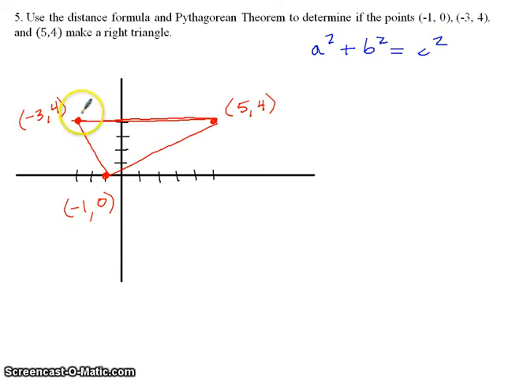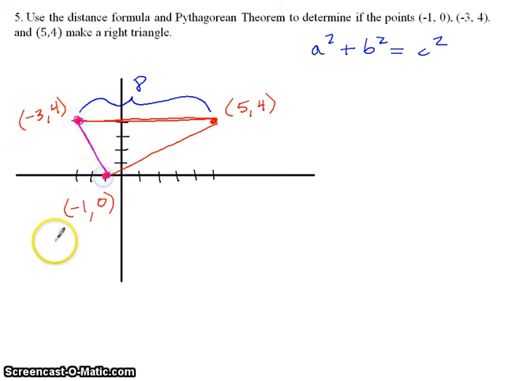So let's start off with the easiest one. Here I'm going from -3, 4 to 5, 4. Well, we're going in a straight line, so we could just figure out the distance between -3 and +5, which is an 8. That was easy. Let's go ahead and figure out this distance here.